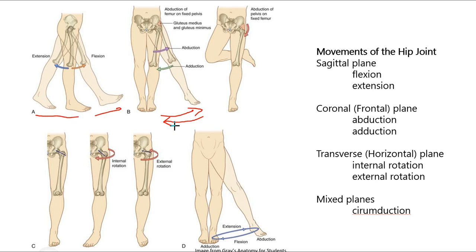And in the transverse plane, the hip joint internally rotates. Here we can see some internal rotation, or externally rotates. Note that a consequence of internal rotation at the hip joint is a foot that appears turned in, while a consequence of external rotation is a foot that appears turned out. But the motion is generally occurring within the hip itself. Picture D here shows a combined planar motion called circumduction.